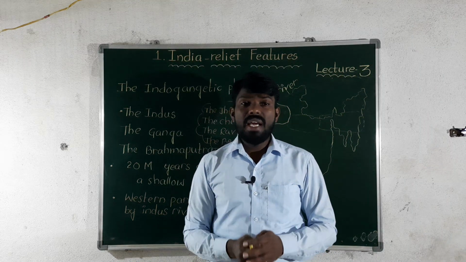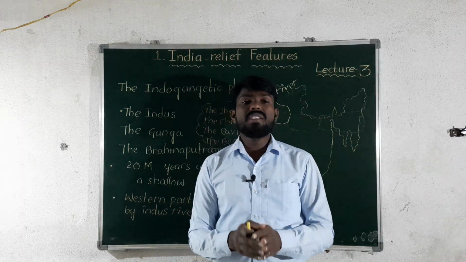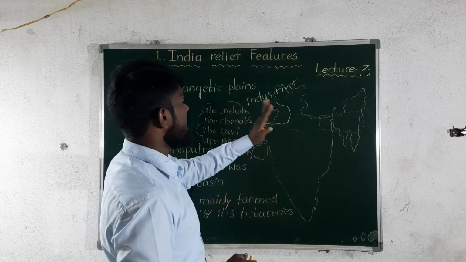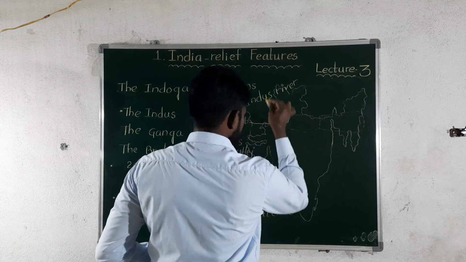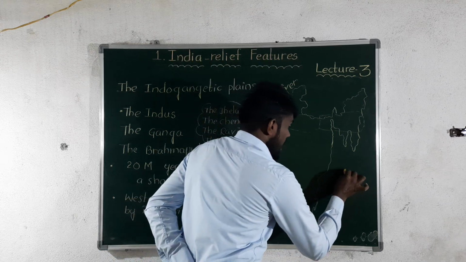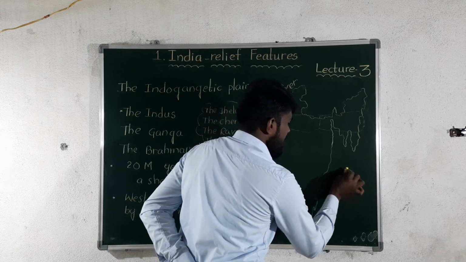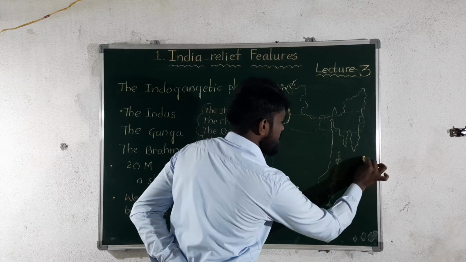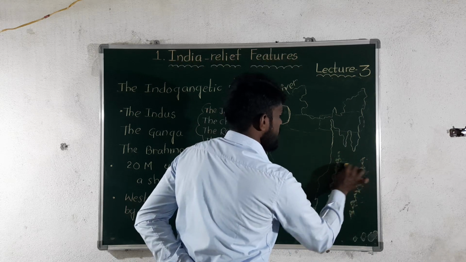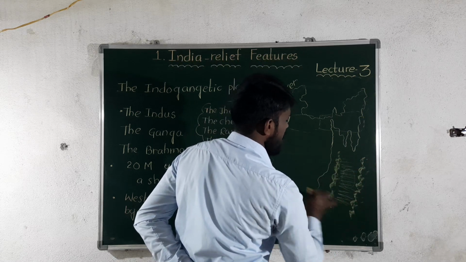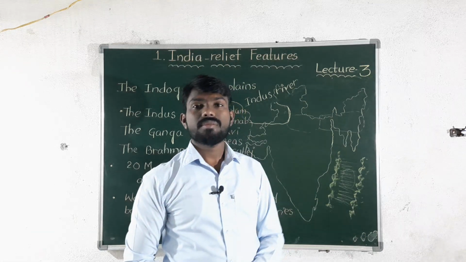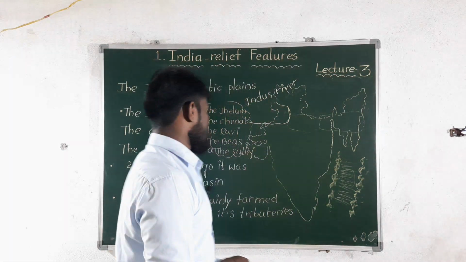Doab features dominate, fertile land between two rivers. What is meant by Doab? The land lying between two rivers is called a Doab. This is very fertile.